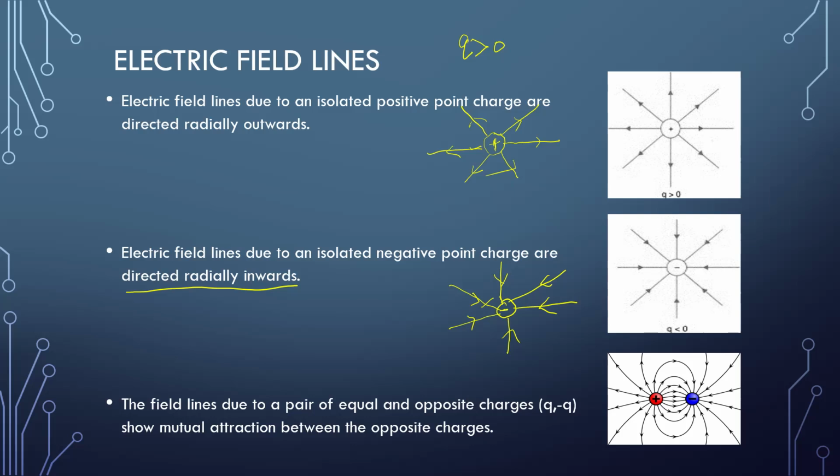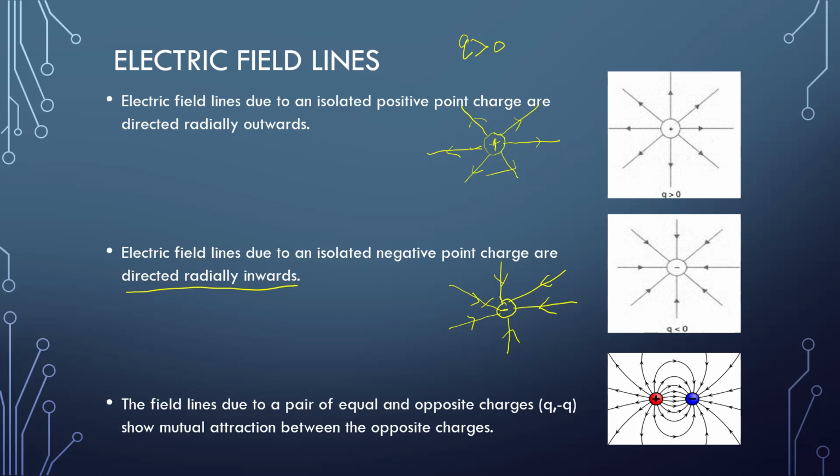Then the lines due to a pair of equal and opposite charges show mutual attraction between the opposite charges. So over here, these are two equal and opposite charges. There is a positive charge, there is a negative charge. The field lines will start from the positive charge and end on the negative charge. But no two field lines are starting from the same point. You've got to understand this. I'll be doing it in the properties also.